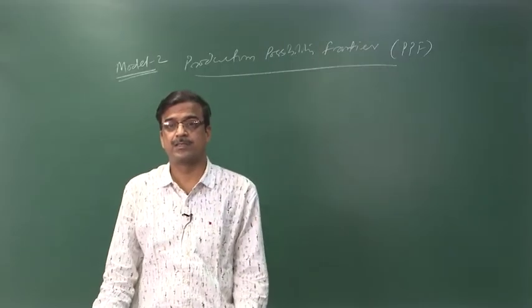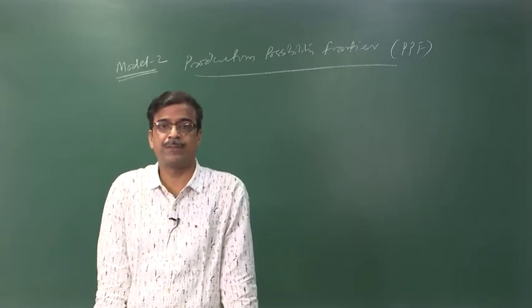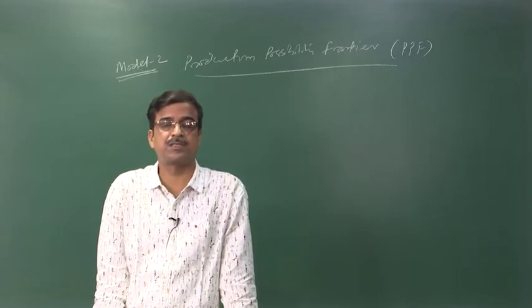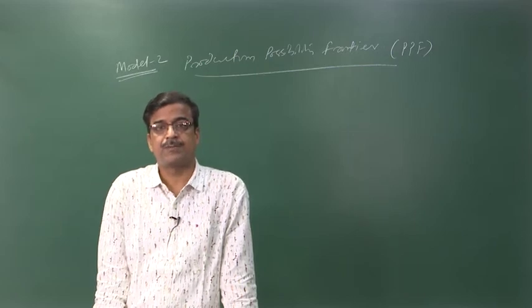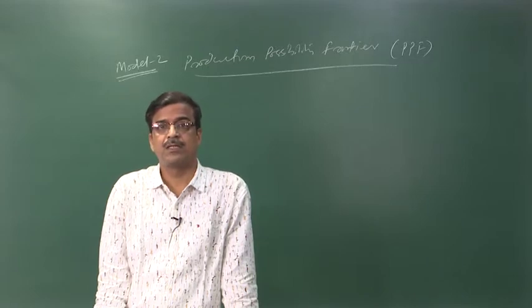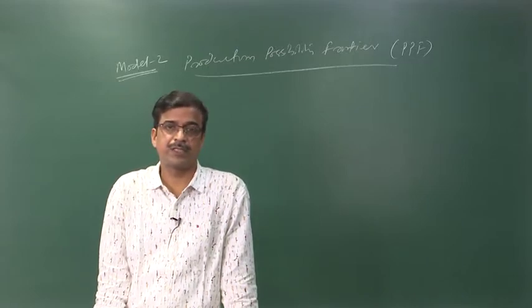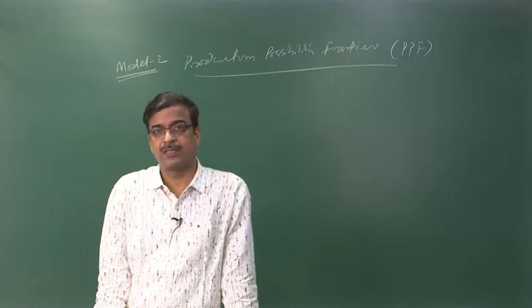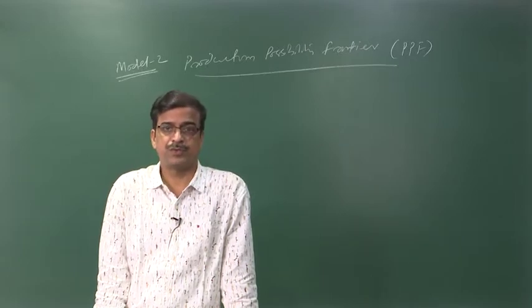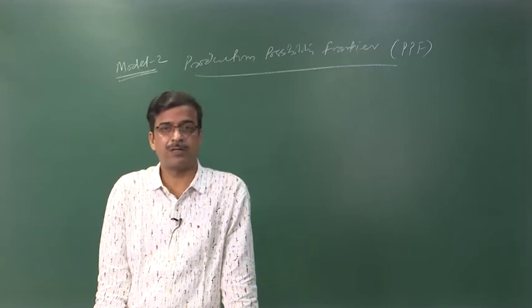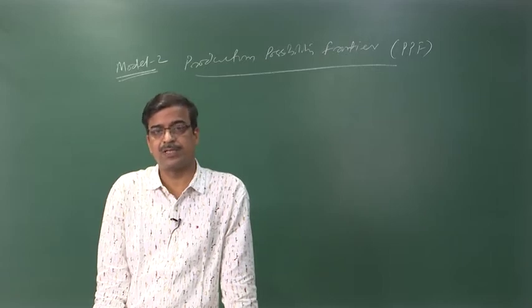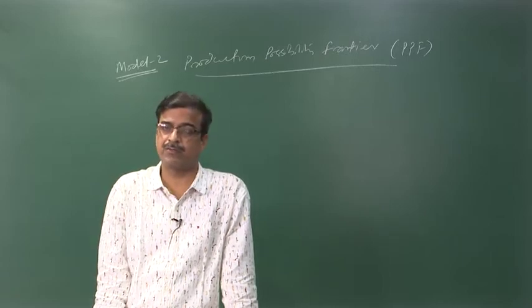Hello students. So, we start with the second model, model number 2, that is called the production possibility frontier. In the previous lesson, we explained the first model, that is called the circular flow of the economy. In that case, we explained with the help of a two-sector economy, firm and household, and the two markets, the product market and factor market, and how the real flow and money flow take place between all these sectors. In the previous lesson we explained it.